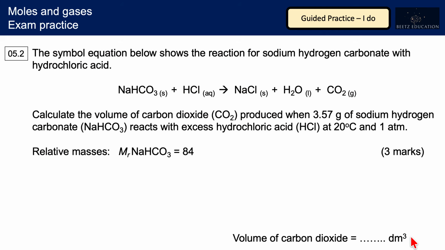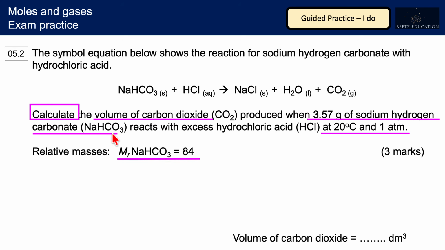So the first question I'm going to look at, I'm going to apply the bug technique to begin with, and I've been asked to calculate the volume of carbon dioxide, CO2, produced when 3.57 grams of sodium hydrogen carbonate, a molecular formula given there for us, reacts with excess hydrochloric acid, and it's at room temperature and pressure. ATM stands for atmosphere. I've been given the relative masses, just the one, so clearly I only need one of them, for the sodium hydrogen carbonate.